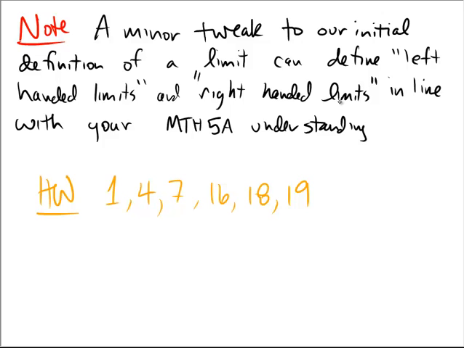Okay, so for Thursday, please try to do problems 1, 4, 7, 16, 18, and 19. 1, 4, and 7 are more about calculation of limits with some justification, and then 16, 18, 19 are more formal proofs. Thank you.